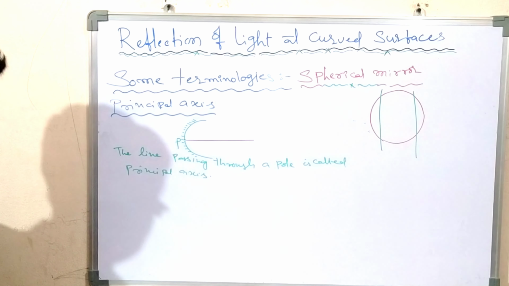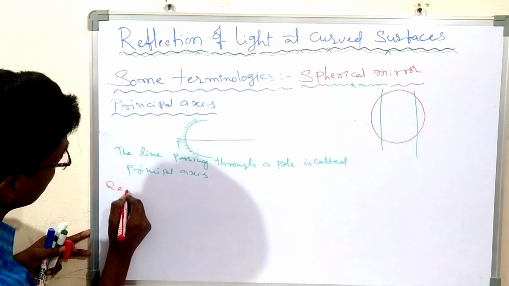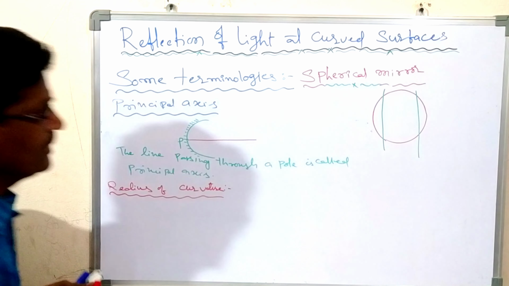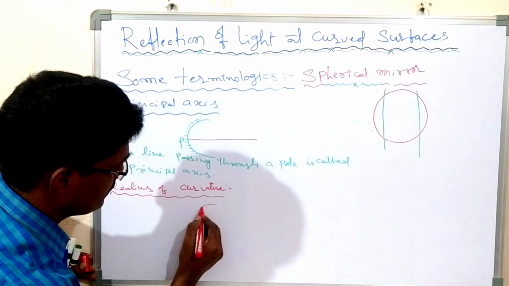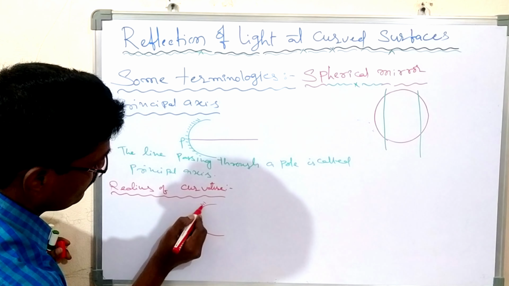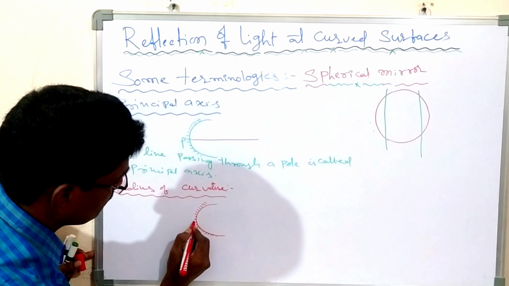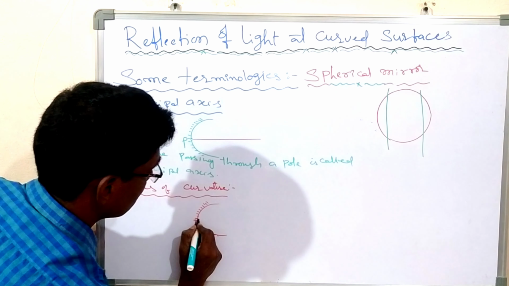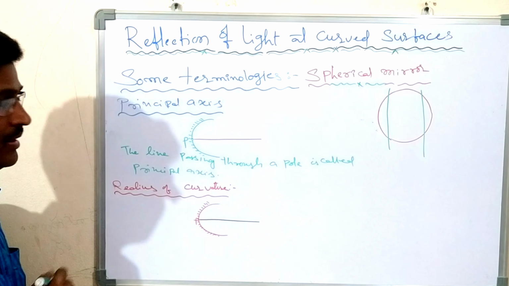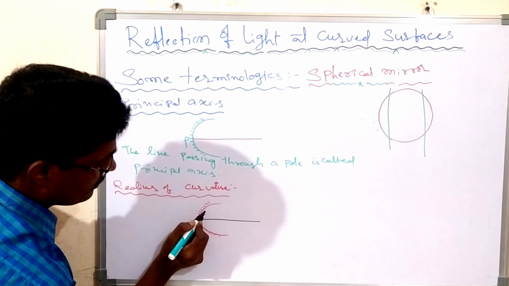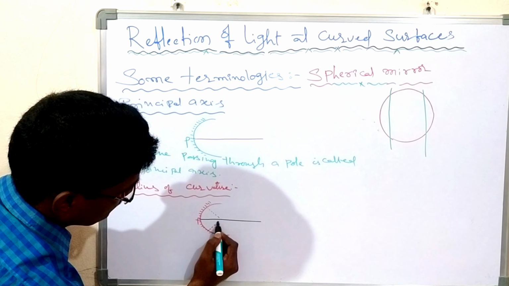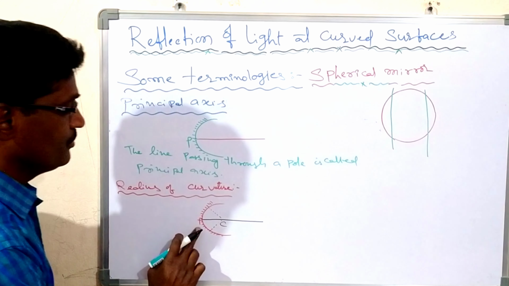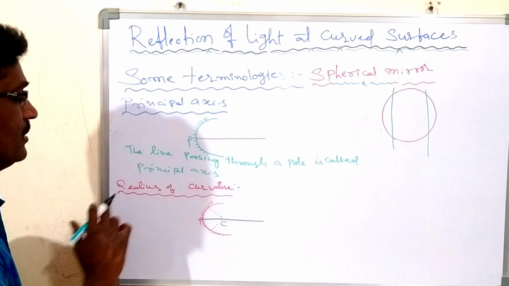Now, the next terminology we can learn is radius of curvature. How to find the radius of curvature? It is a concave mirror. As you know, P is the midpoint, the pole. The line passing from the pole is the principal axis. Now, where the normal lines meet is the center of curvature. The distance between the pole and the center of curvature is called the radius of curvature.